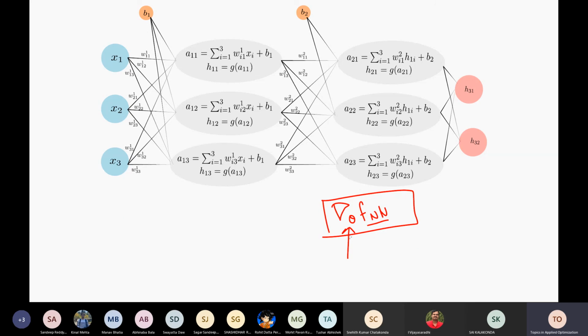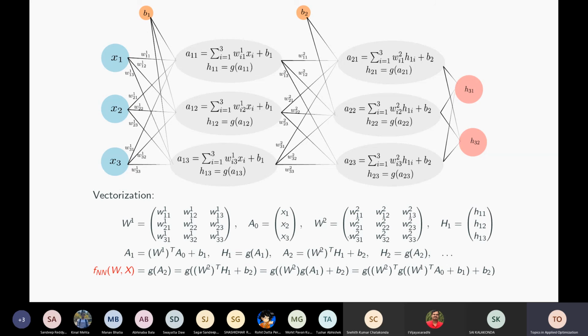So this is the neural network that we have, and we can write it compactly in this form. I can accumulate the weight vectors of the first layer as a matrix, and then I can accumulate the weights of the second layer like this. I also have the bias and so on, and then I can write this in a compact form. So this is the function of the neural network, and it's a function of the weights and the features.